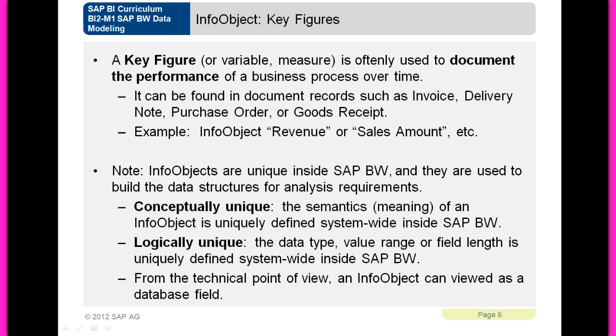Once again, info objects are similar to a business entity and they will have characteristics and key figures. You can see characteristics are descriptions of the object and key figures are the quantitative measures.